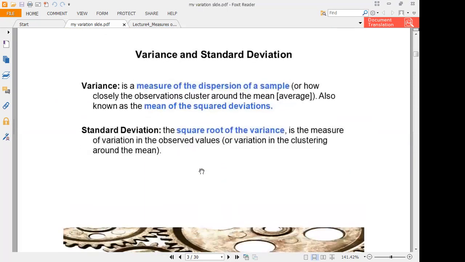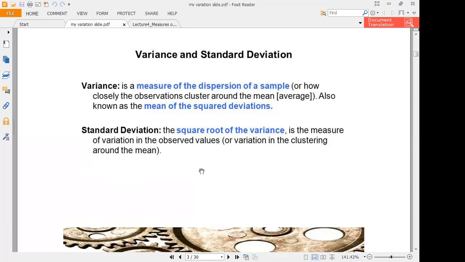To measure variability is quite easy. All you need to do is to calculate the mean of the squared deviation. In fact, some people call the variance by that name, the mean of the squared deviations. That means the first thing we are going to need is the mean before we can calculate our variation. Remember, variation has two types: either you measure the variance or you measure the standard deviation.